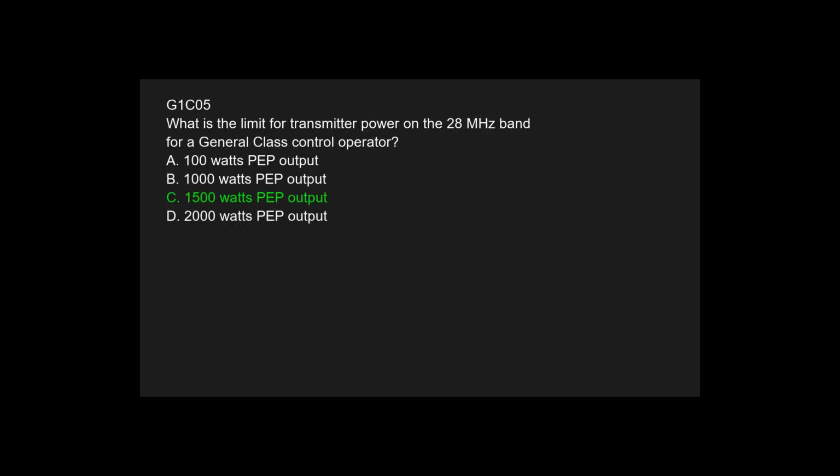The correct answer is C, 1500 watts PEP output. Question: what is the limit for transmitter power on the 1.8 MHz band? The correct answer is D, 1500 watts PEP output. Question: what must be done before using a new digital protocol on the air?